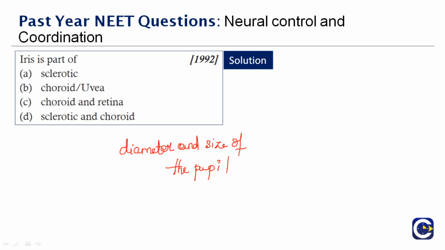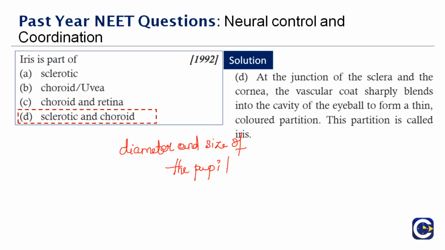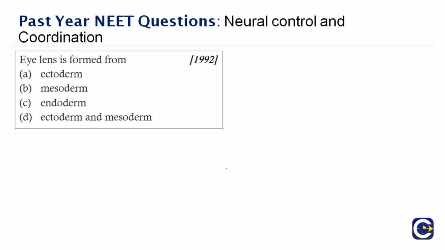And the iris is a part of the sclerotic and choroid. That is, at the junction of the sclera and the cornea, the vascular coat sharply blends into the cavity of the eyeball to form a thin colored partition, and this partition is called the iris, which is option D, the right answer. Next question here.